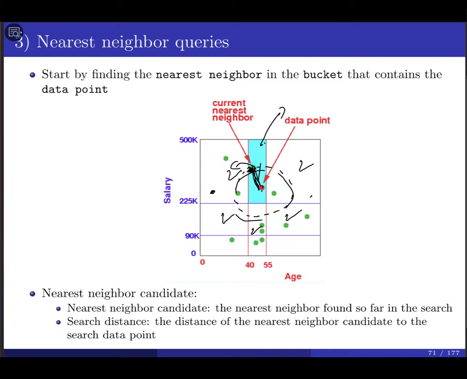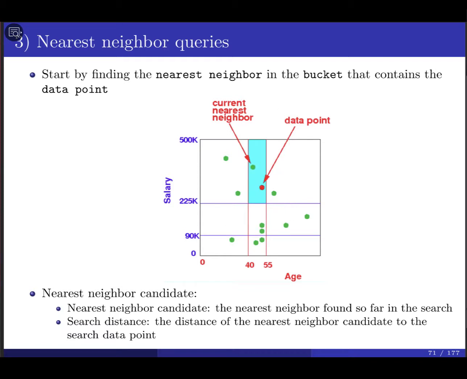Find all the points within this area, compute the distance, and check whether the distance that you compute here is less than the distance to the candidate point that you have or not. If you find any point located closer, then you say, okay, this is the new candidate. If you find a new, smaller neighbor in the new block or bucket, what you need to do here is update the search distance.